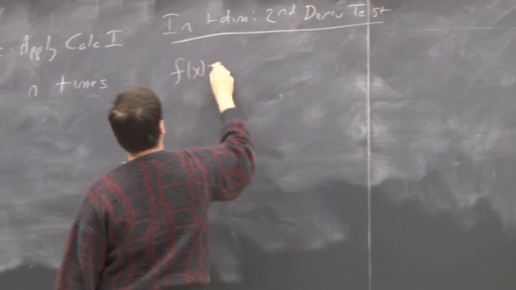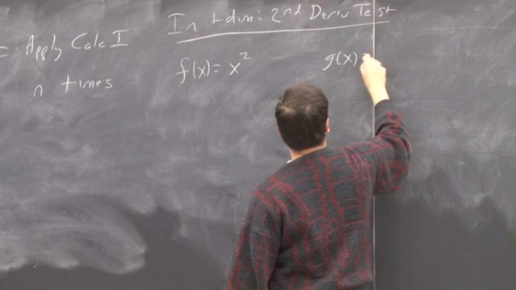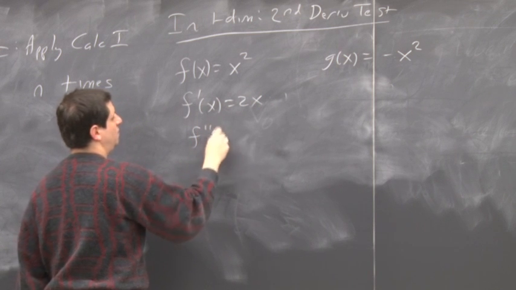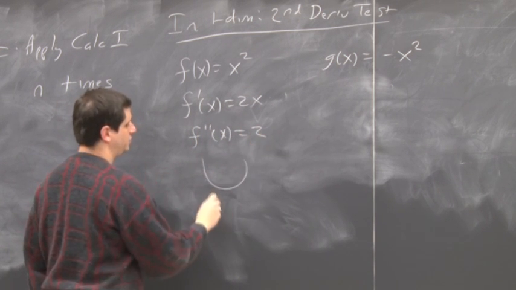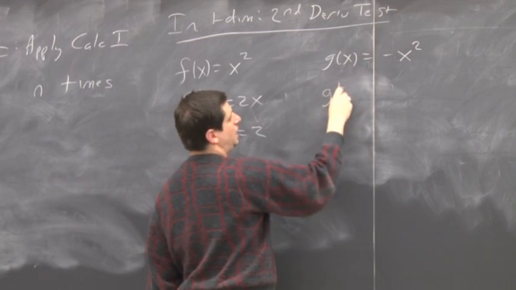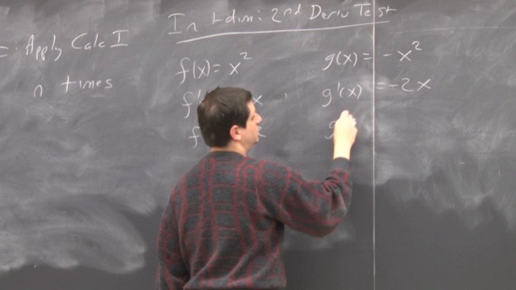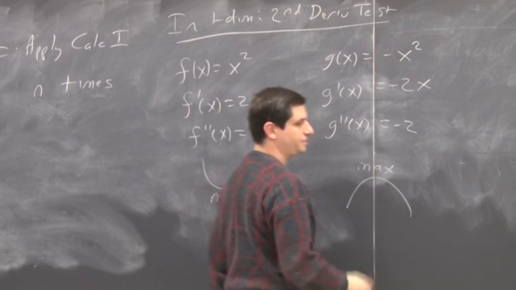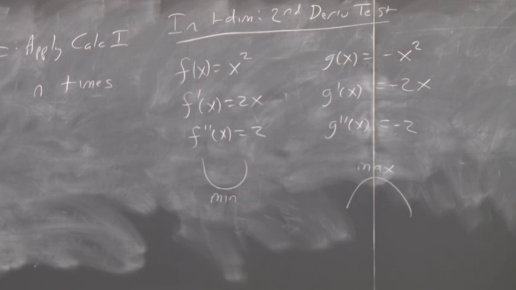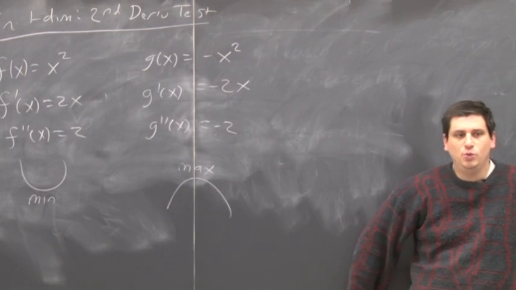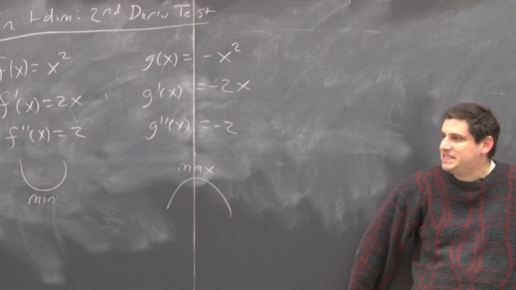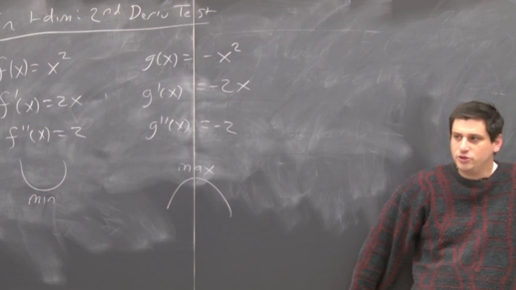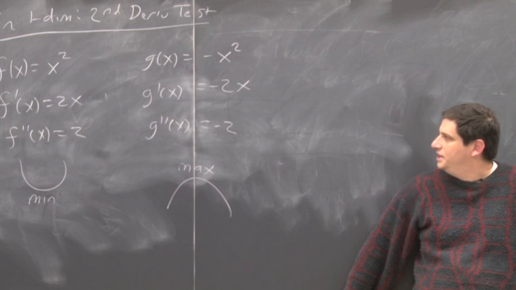Consider f of x is x squared, and g of x is negative x squared. Then f prime of x is 2x, f double prime of x is 2, and my function looks like this. I have a minimum. g prime of x is negative 2x, g double prime of x is negative 2. My function looks like this. I have a maximum. So as long as you remember roughly the shape, if you check it out with some special functions where you can just quickly stare at them and say max or min, then you can remember what the second derivative test is. There's also the first derivative test, which I won't go over right now, but it's extremely important.